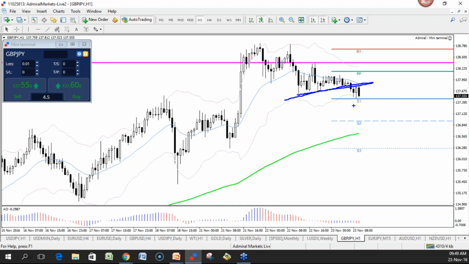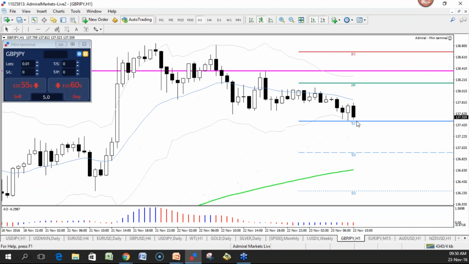Yeah, sometimes okay-ish, depending on other factors and other confluences that we can see. At this moment, price is at S1. So if it breaks through S1, there could be space down to S2 and S3. That's a counter-trend move at the moment, but from an intraday perspective, it makes sense.